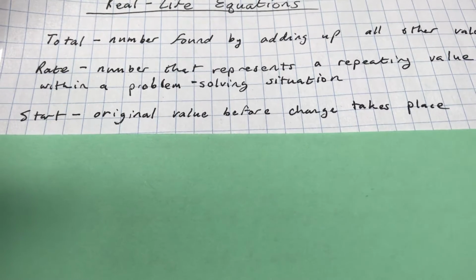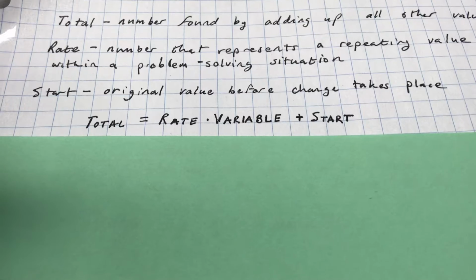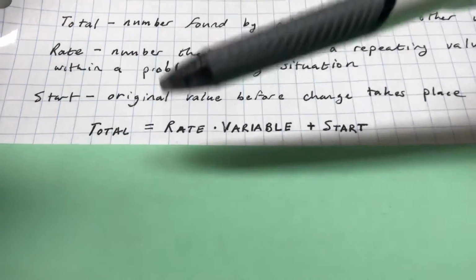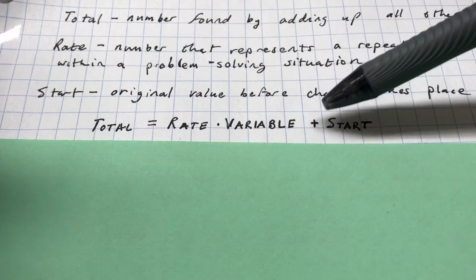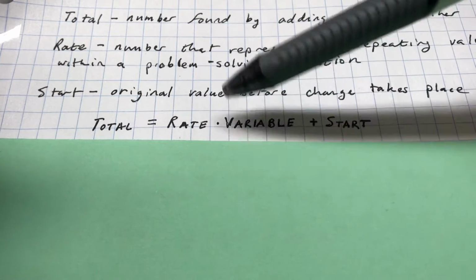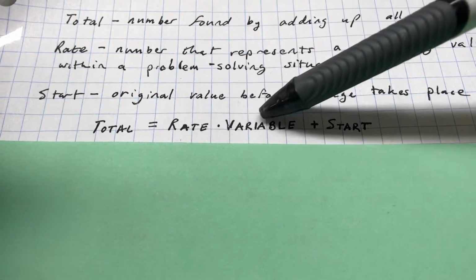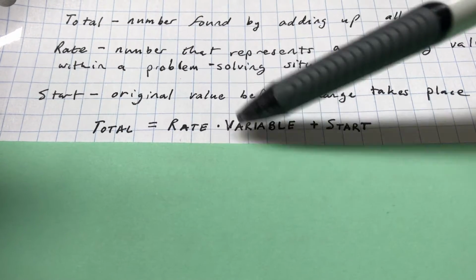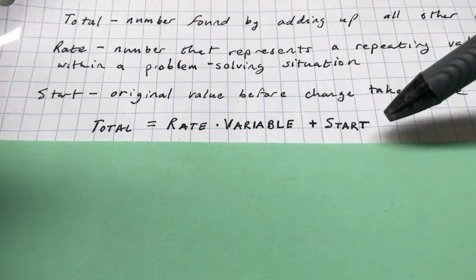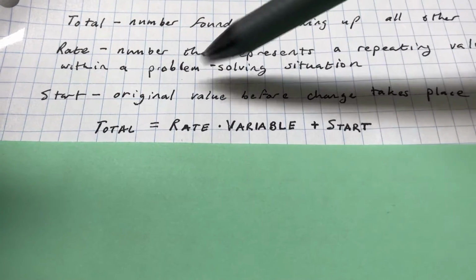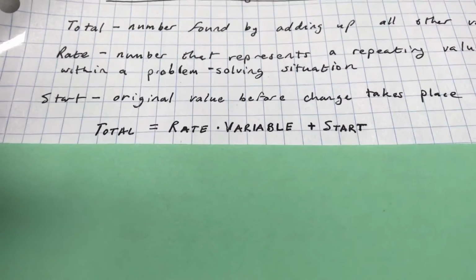So I have here a formula for us to use. It's pretty handy. So we're going to have total is equal to the rate times the variable plus the start. Since rate is something that repeats, we can multiply that rate by a variable to come up with a total of something repeating. When we add in where we started, then we get the total. So how about an example?